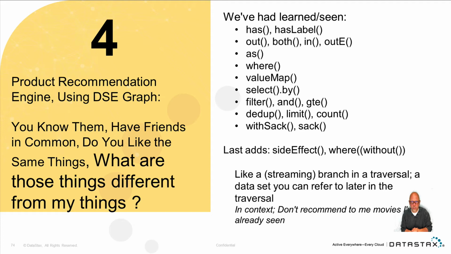We add side effect and where without, and you will be able to do a product recommendation engine using Graph. Overview, what are side effect and without? We start with the movies you like, but then we cull that list by how many times you like that, and what's the affinity? But ultimately we want to go back to our movies and say, give me a recommendation. Side effect and where without are going to allow us to do that without re-querying the data. You could think of it as another variable collection or data set collection, but not equal to sack and with sack, or certainly not without as.